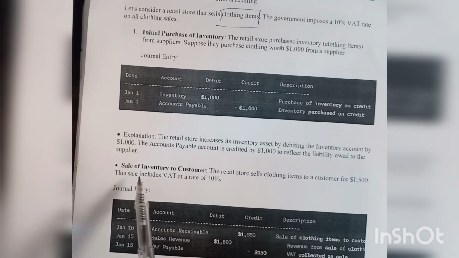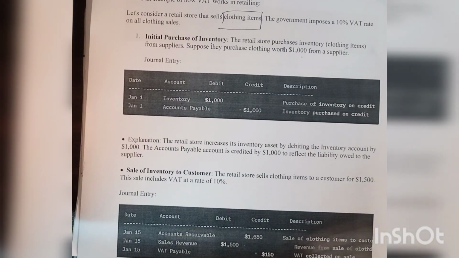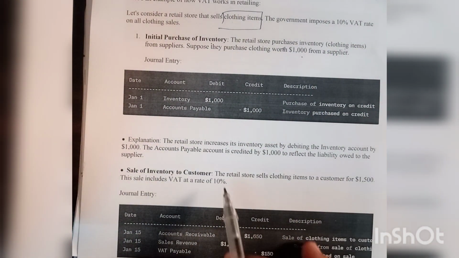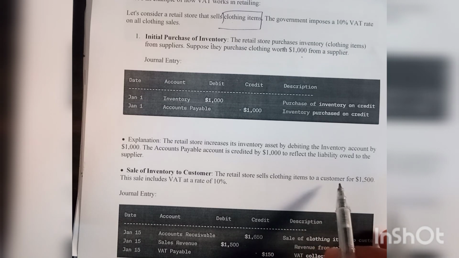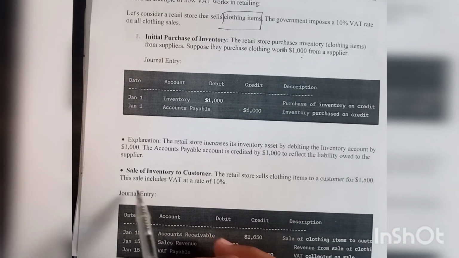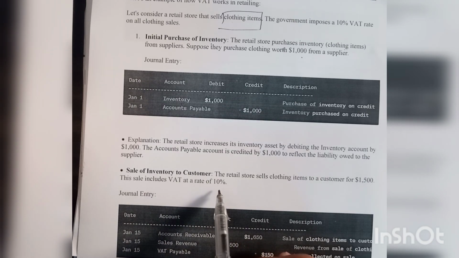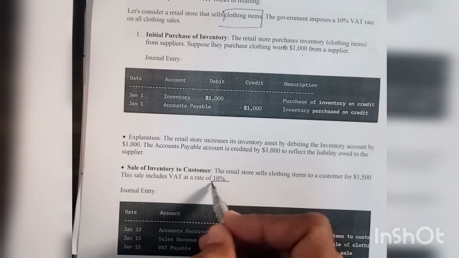Now the second entry, sale of inventory to customer. How are we going to sell it to the customer? What should be the impact? So the retail store sells a clothing item to a customer for 1,500. This sale includes VAT at a rate of 10%. Okay, so what should be the journal entry?